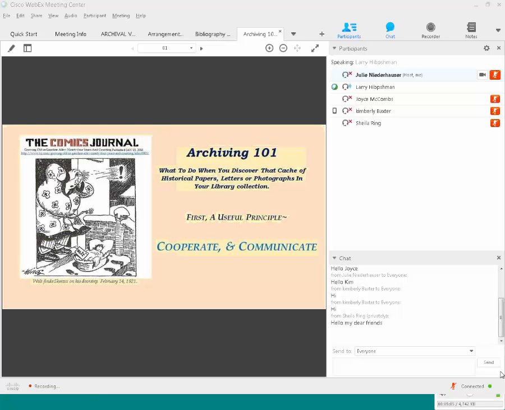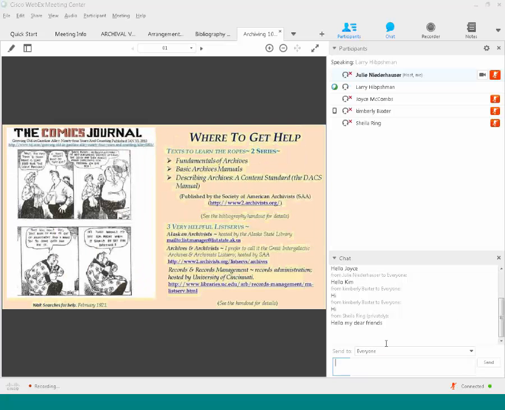The first thing I want to point out about a useful activity is where to get help. I'm naming three sets of texts that you can get that do teach you to be an archivist. The first is the Fundamentals of Archives series, which is prepared by the Society of American Archivists. There are many volumes covering any subject you're interested in, and it's the current flagship training set that SAA uses.